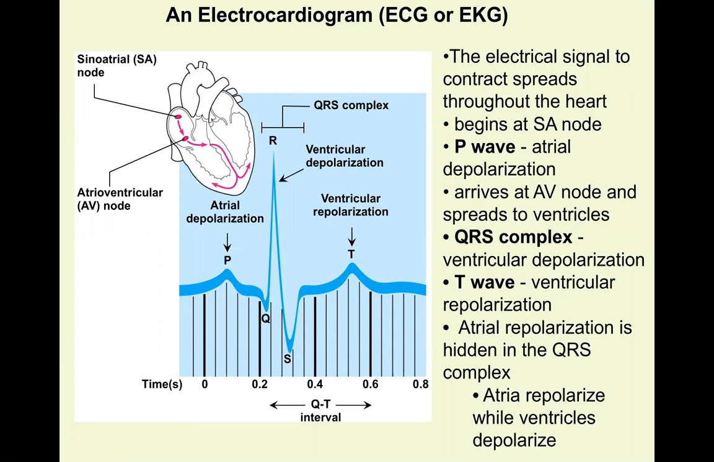Why don't we see evidence of atrial repolarization in the EKG? It turns out that the atria repolarize at the very same time that the ventricles depolarize. So right here. So the atrial repolarization is typically hidden by the large QRS complex associated with ventricular depolarization, which is being recorded at the same time.